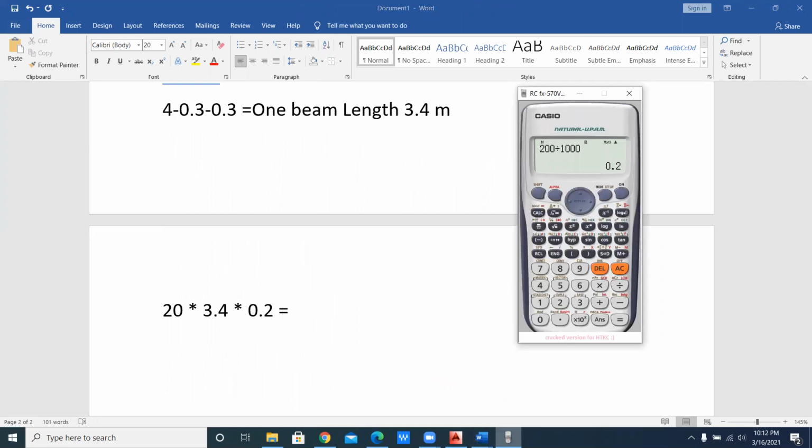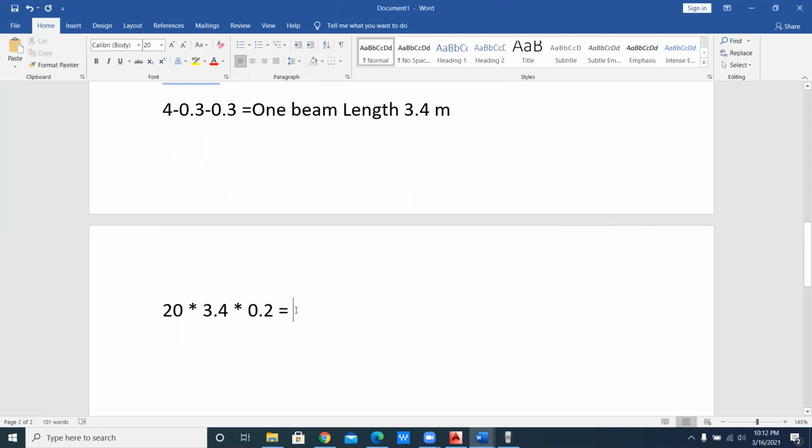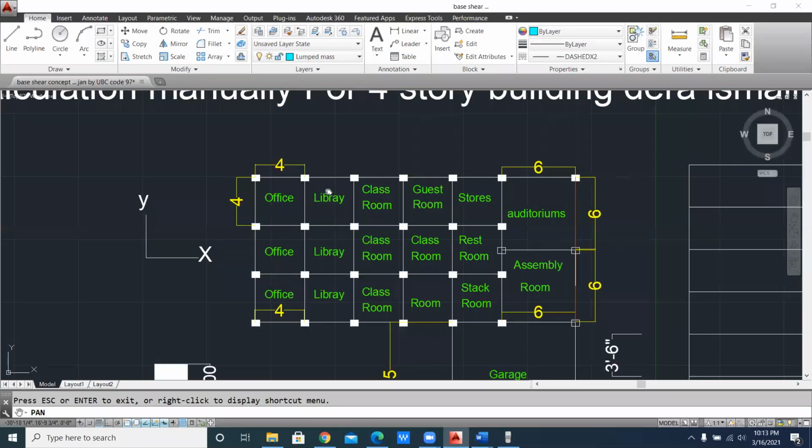Whenever you calculate it, what will you get here? 20 multiplied by 3.4 here, okay? That is multiplied by 0.2, okay? You will find here 13.6 normally, okay? 13.6 right here, that is square meter, okay? This one. Now again I go to my map, okay?